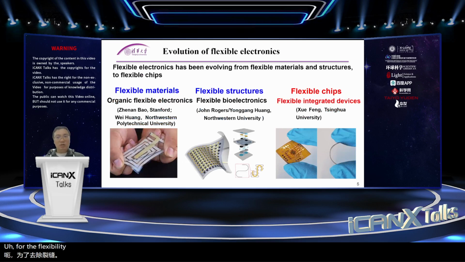The development of flexible electronics has had different stages. In the original stage, scientists focused on developing organic flexible electronics. They wanted to find organic semiconductors, because organic semiconductors are intrinsically flexible. If we can fabricate devices with organic semiconductors, the devices are naturally flexible. Such as Professor Bao Zhenan at Stanford and Professor Huang Wei at Northwestern Polytechnical University, whose research groups put much effort into developing organic flexible electronics.